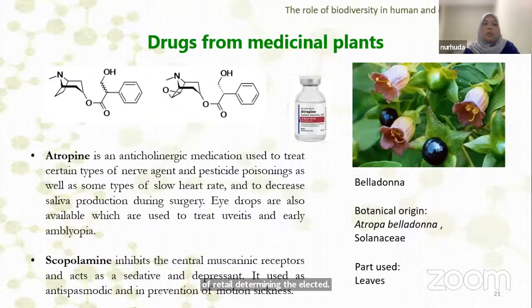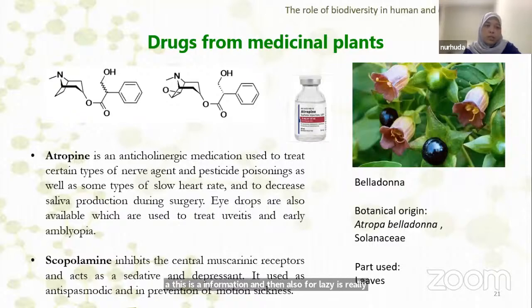Okay, so now it is an anti-cholinergic medication, and it is now used because it has some muscle relaxation effects, so you can use it to slow heart rate and decrease saliva during surgery. And then as an eye drop, with very, very close supervision, it is used for eye inflammation. Uveitis is eye inflammation, and also for lazy eyes.